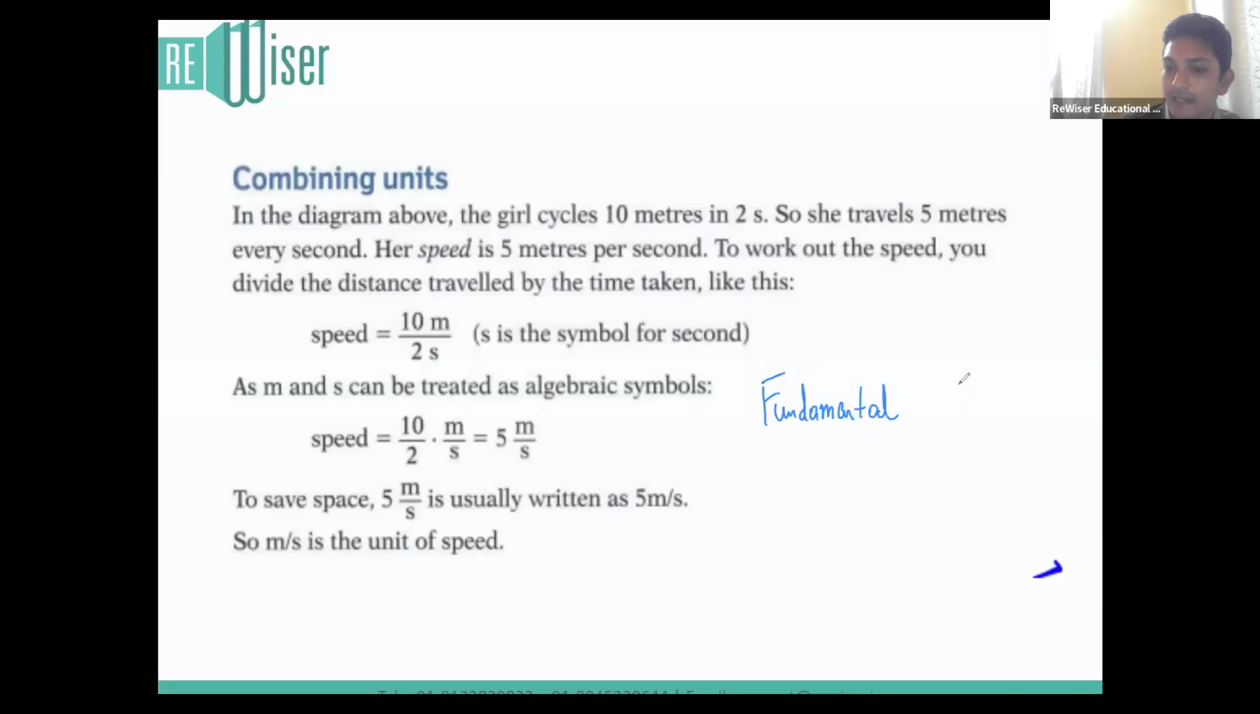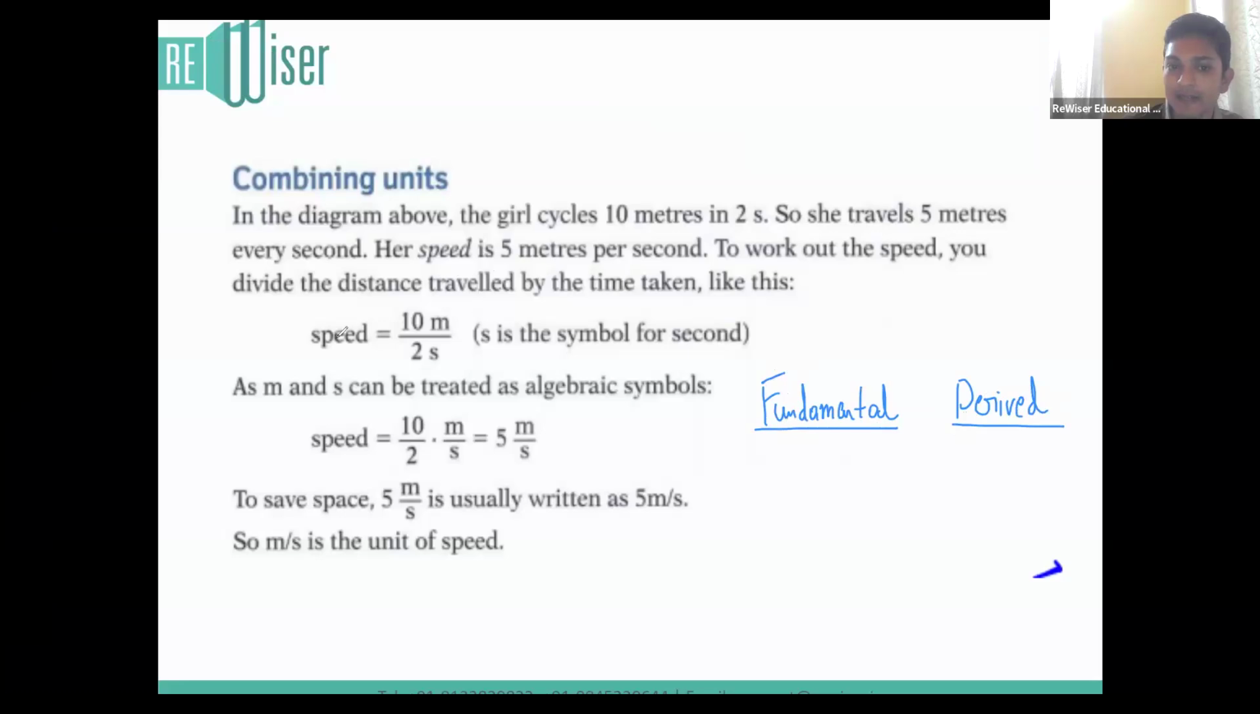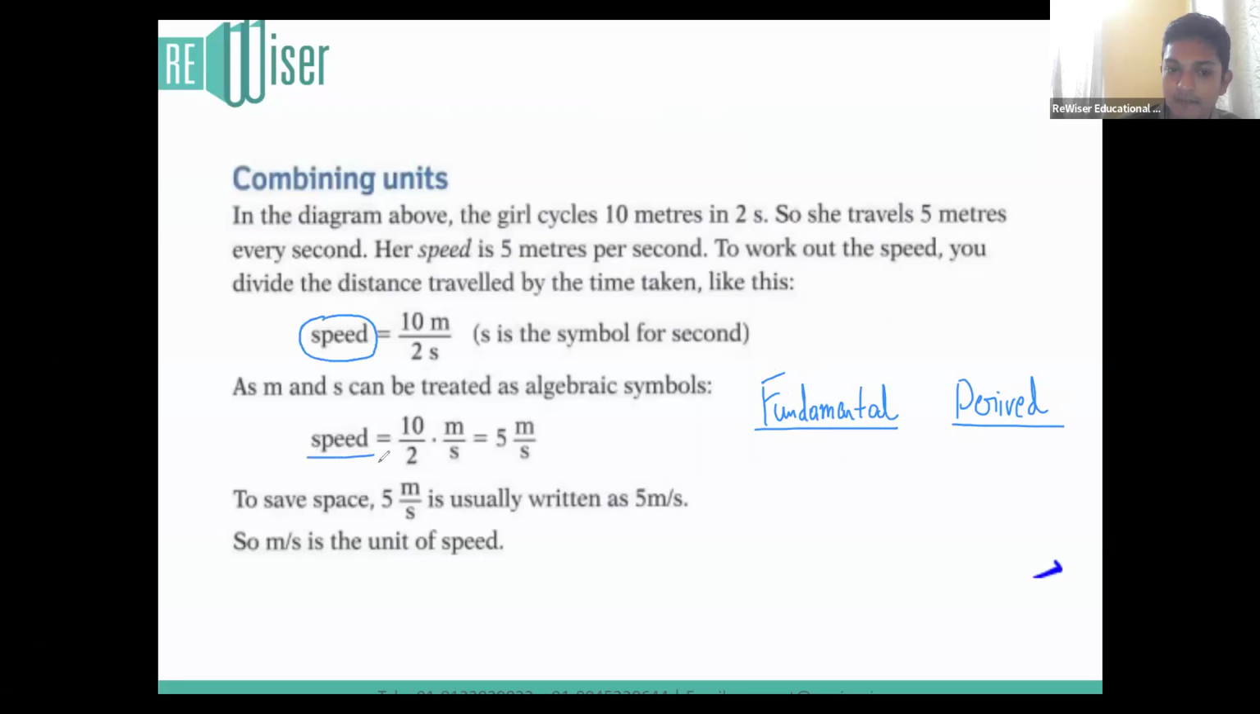The other is a derived quantity. For context, here I've taken the example of speed. Is speed a fundamental or a derived quantity? A derived quantity. Correct. What gave away the clue that it's a derived quantity?